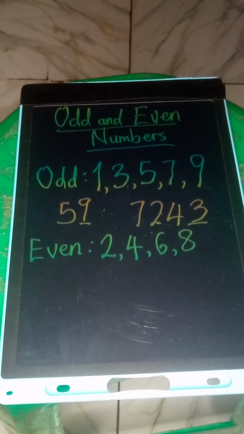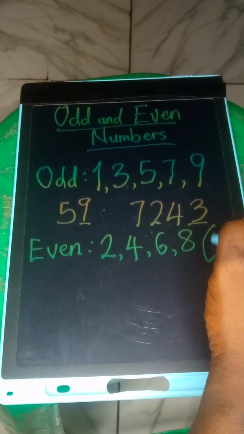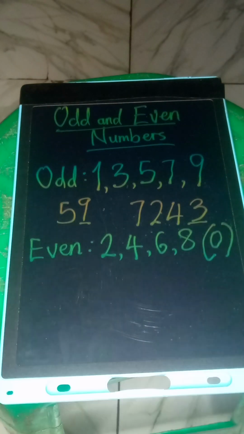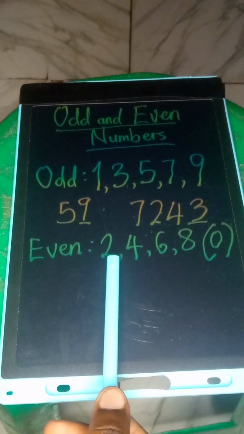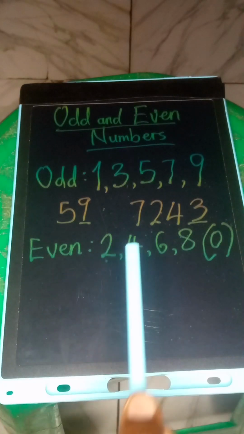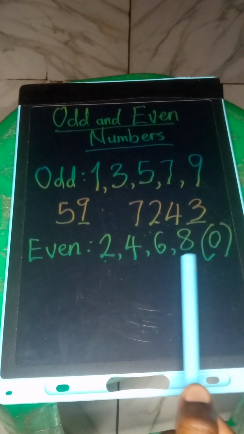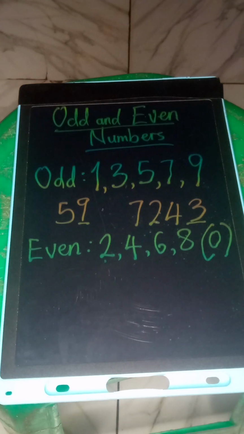Now I'm going to add one number for you, but I'll put it in a bracket, which is 0. Why am I putting 0 in the bracket? Because 0 in itself is not an even number, but it can guide you to identify an even number. So how does it help? Any number that you see ending with 2, that is, it has 2 as its last digit, or 4, or 6, or 8, or 0 is an even number.